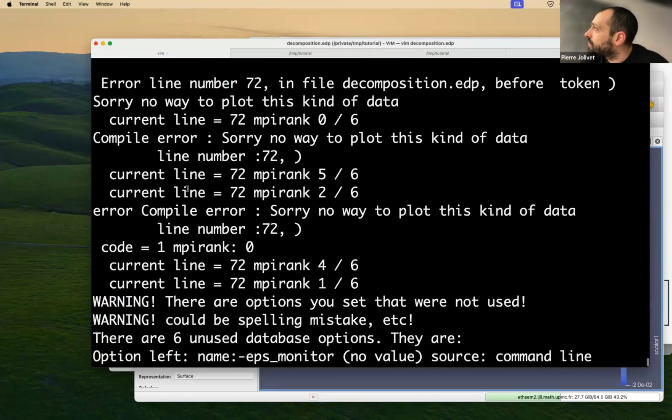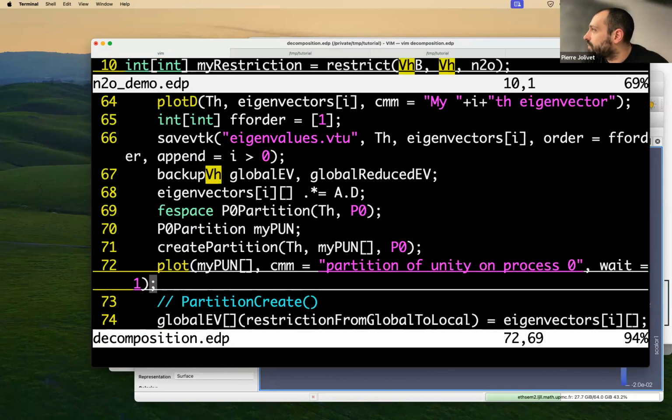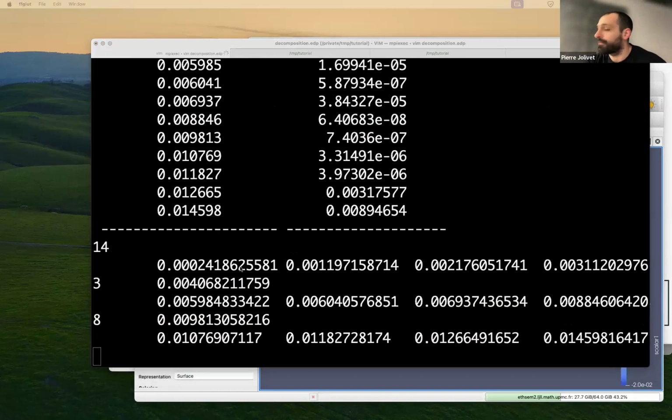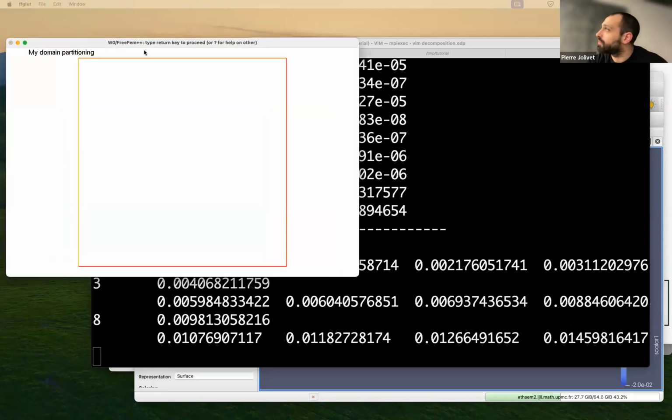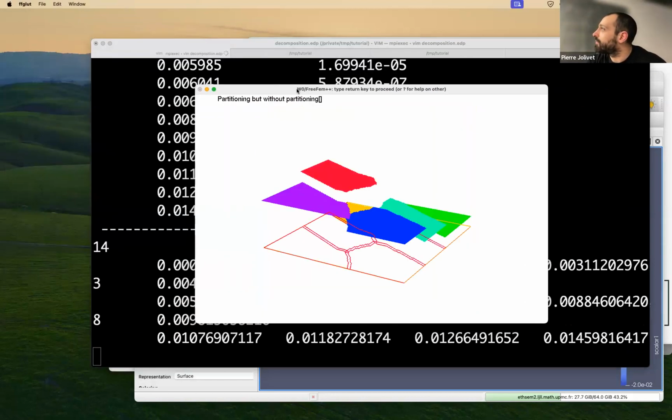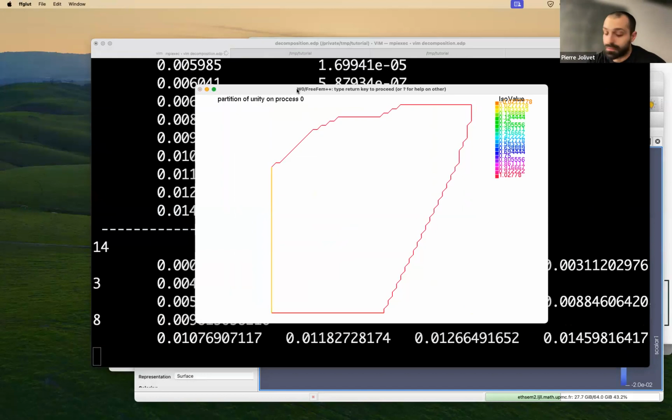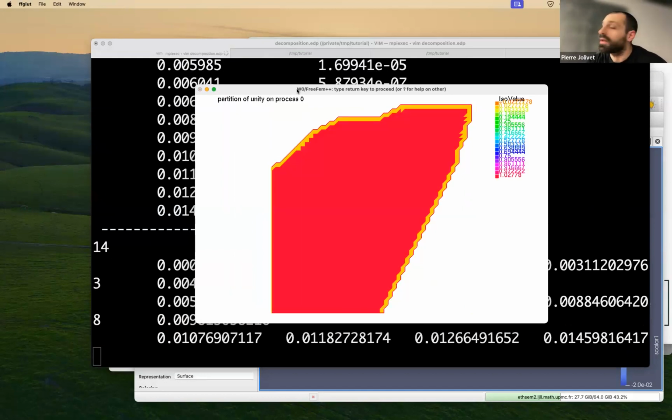Sorry, no way to plot. Of course, it's a finite element function. So what is the partition of unity? In this case, it's a vector which will be 1 everywhere except on the added layer of overlap.